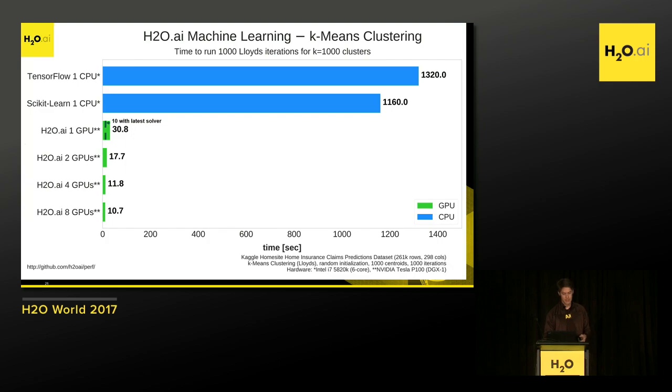All right, so that was the classic K-means benchmarking. This is a different home insurance claims predictions data set. It's not a pretty picture, so it's harder to see, but you can see that the scaling works for real data sets too that you might care about in your industry.